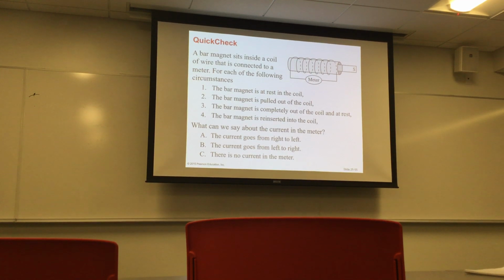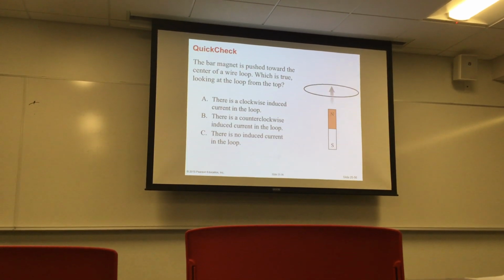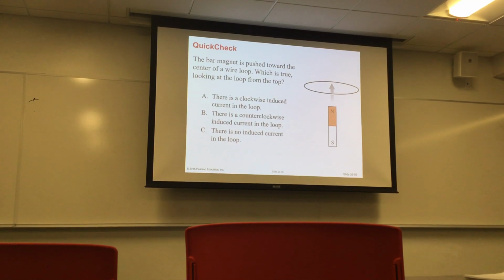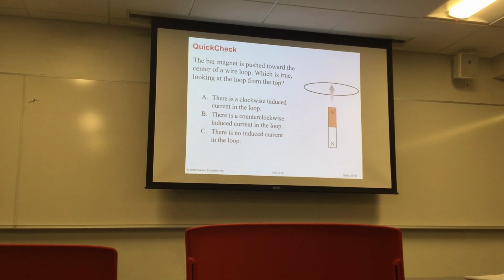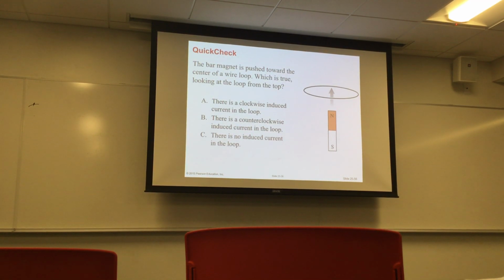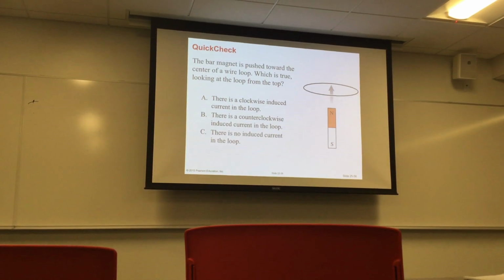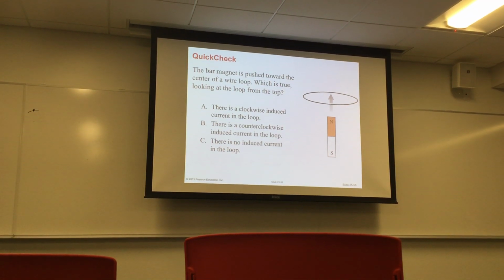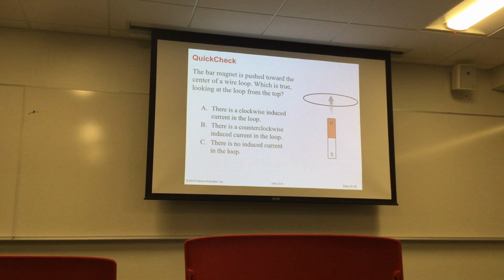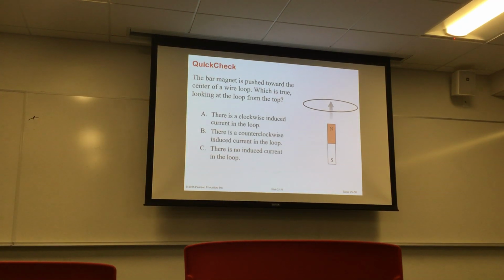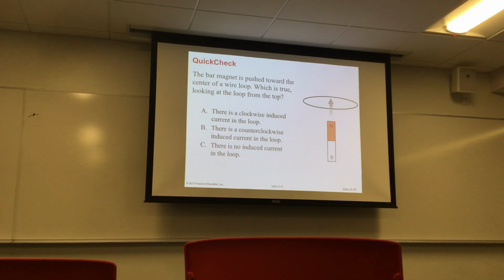Another quick check. A bar magnet is pushed towards the center of the wire of this loop. Which is true looking at the loop from above? A, there is a clockwise induced current; B, there is a counterclockwise current; C, there is no current. A, B, or C? Looking at it from above. Who says A?